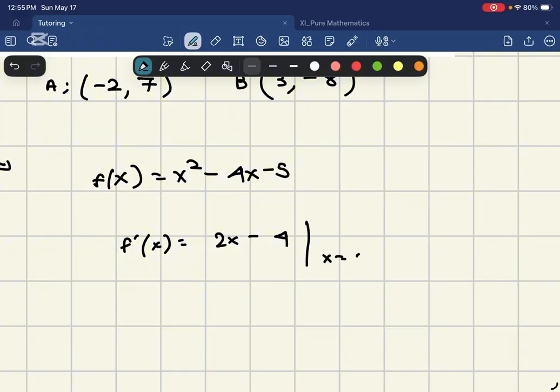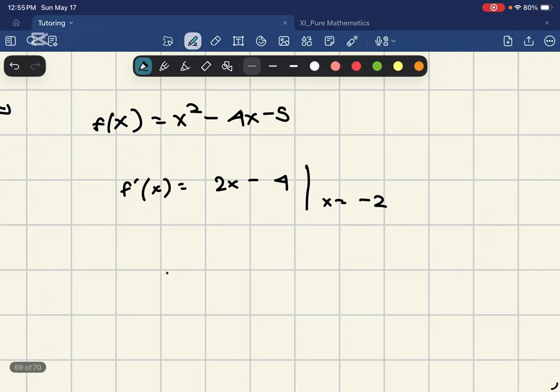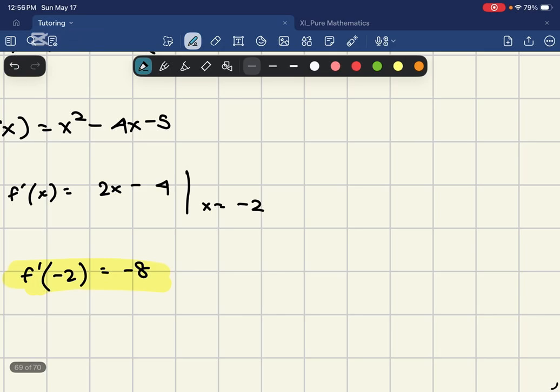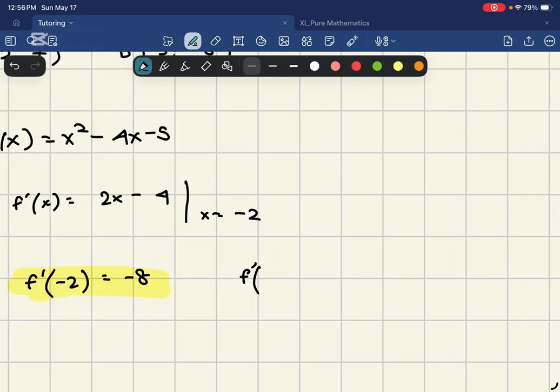And then I need to substitute x is minus 2. If I substitute minus 2, I get 0. Sorry, no, I don't get 0. So f dash of minus 2, I get minus 8. So that is the gradient here. And f dash of x at 3, I get 6 minus 4 is 2. So that is the gradient.